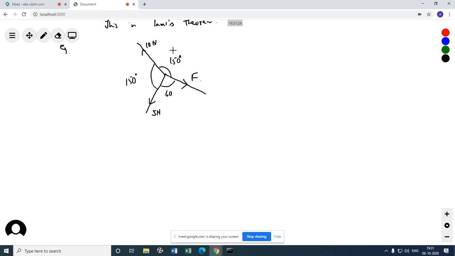The point O is under equilibrium. We'll talk about different kinds of equilibrium later. Find the force F. Can you?